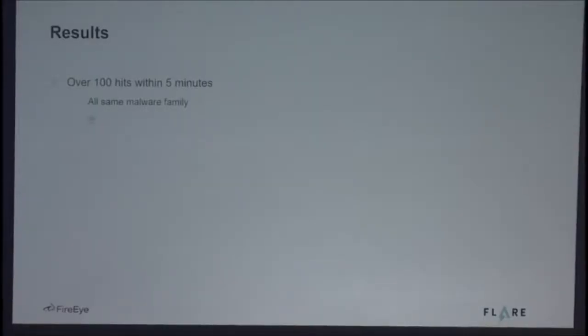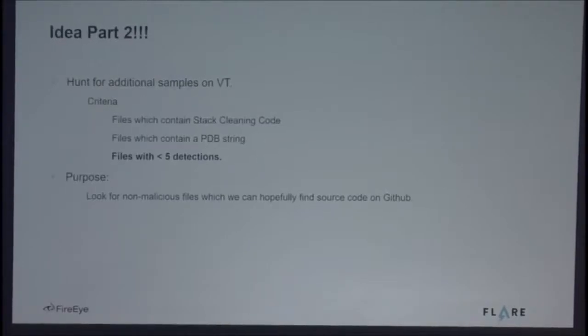In 5 minutes, I had 100 hits, all the same malware family, not very useful. Quickly stop this rule from running. Part 2, we can add an additional constraint. We can say, I want the same stuff I had before, but now I want to see files with less than 5 detections. I probably should have done that before. I want non-malicious files in this case.